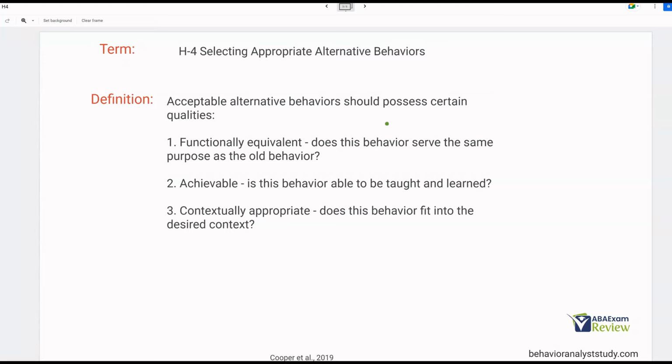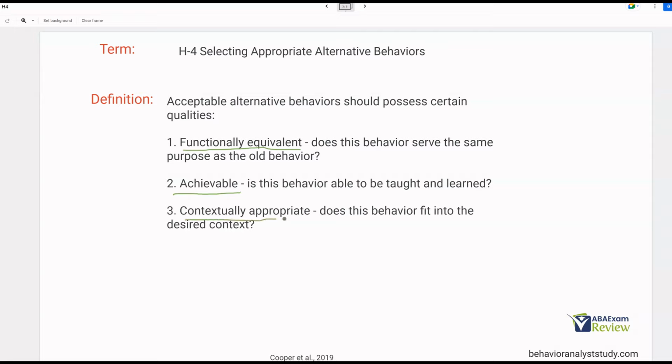So what should an acceptable alternative behavior possess? What kind of qualities? Well, first, you want them to be functionally equivalent. If we're decreasing a behavior that functions for escape, it doesn't make a lot of sense to replace it with a behavior that functions for attention, because we want behaviors that are meeting the same goal and serving the same need. Two, we want something that's achievable. Can you teach the alternative behavior? Can the person learn the alternative? You might have a great alternative behavior, but if it can't be taught and it can't be learned, well, you're going to have to go a different route.